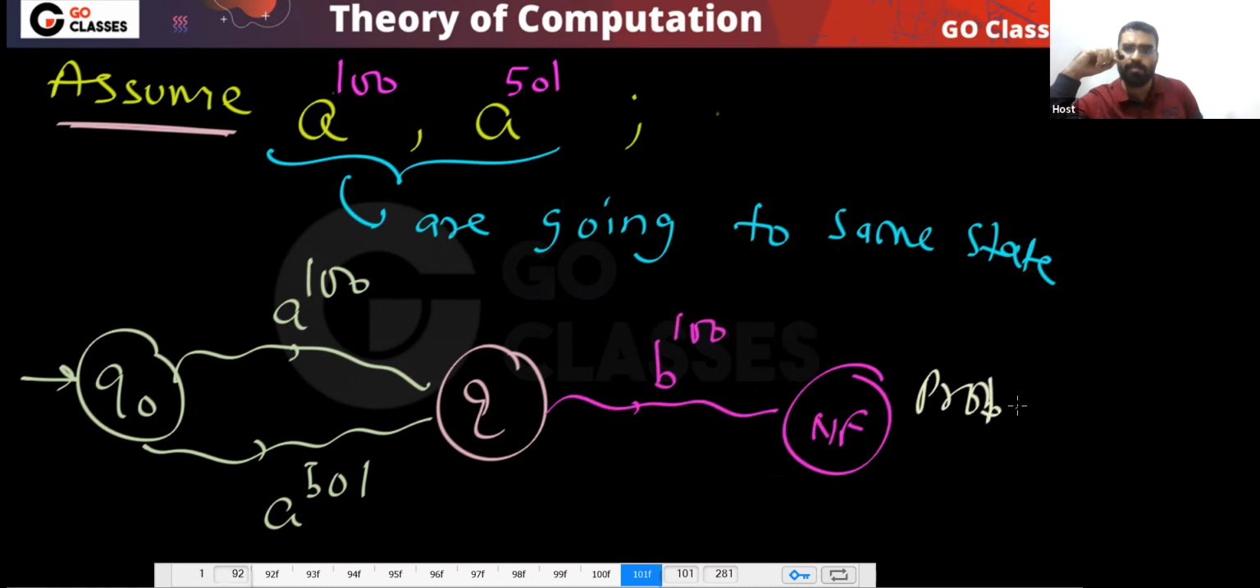And if you say non-final state, then what is the problem? Just tell me the problem. The problem is that a power 100, b power 100 rejected.